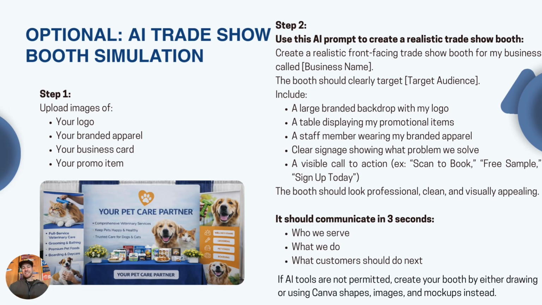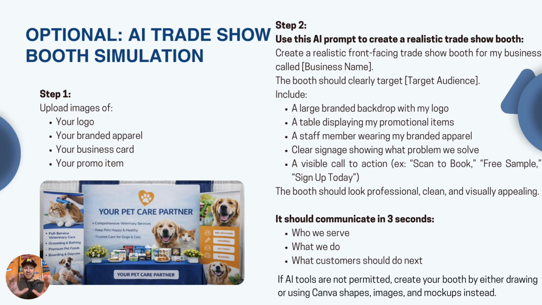From there, this is an optional piece. I do it in my class, but I do know that some school districts have a different stance on artificial intelligence. But I have my students use all of the information they've created so far to build a prompt, and I give them a sentence frame on how to build that prompt to use AI to actually create a trade show booth for them. They screenshot their logo, their branded apparel, the business card, as well as a promotional item.